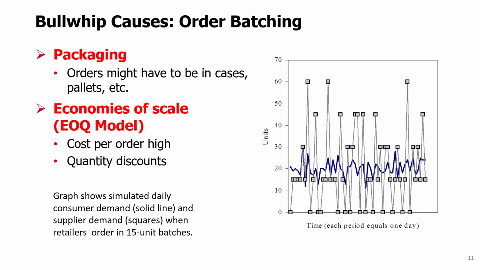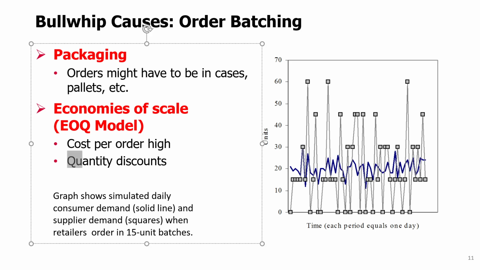The third cause is order batching. Order batching happens due to packaging restrictions. Maybe our orders have to be in cases or in pallets, and we don't have a choice. We can't order 1.5 pallets. We either have to order 1 pallet or 2 pallets. Similarly, batching can also happen due to economies of scale. The cost per order is high, so we order less frequently, in larger quantities. If there are quantity discounts, this effect is even worse.